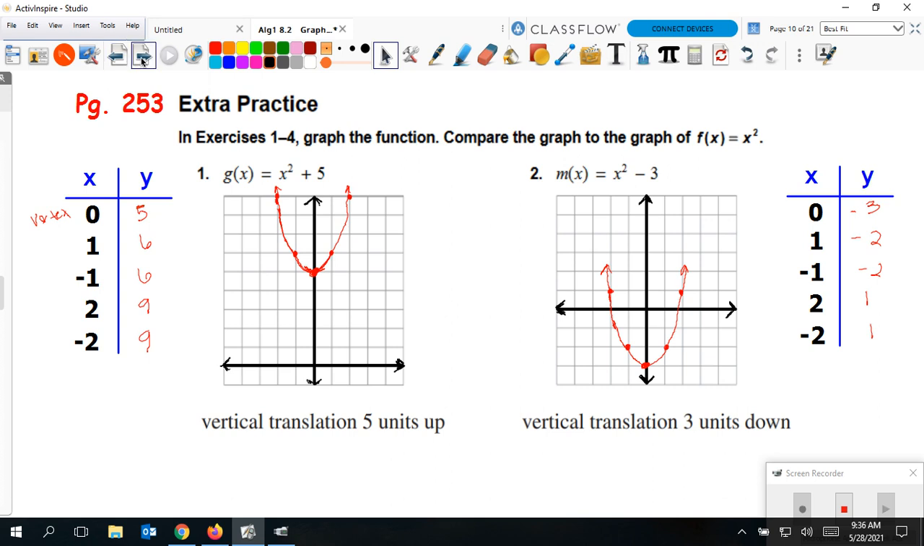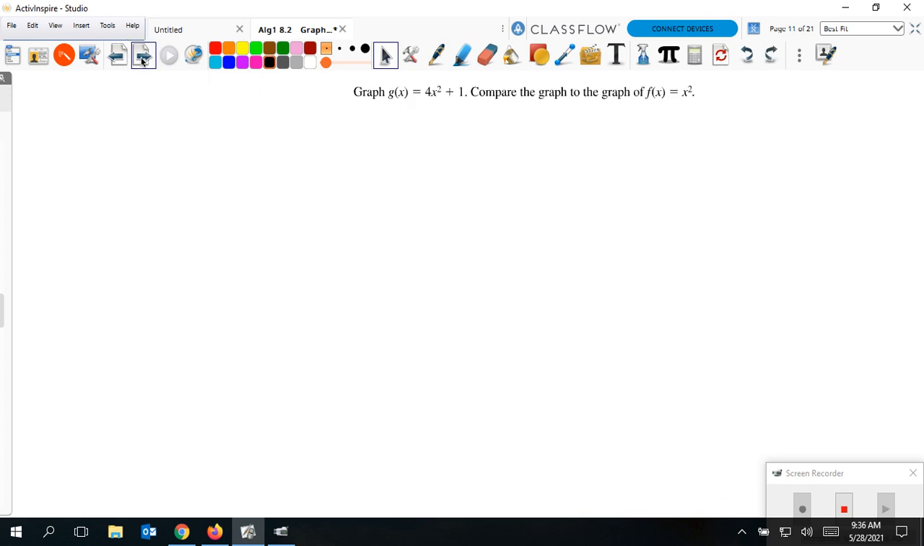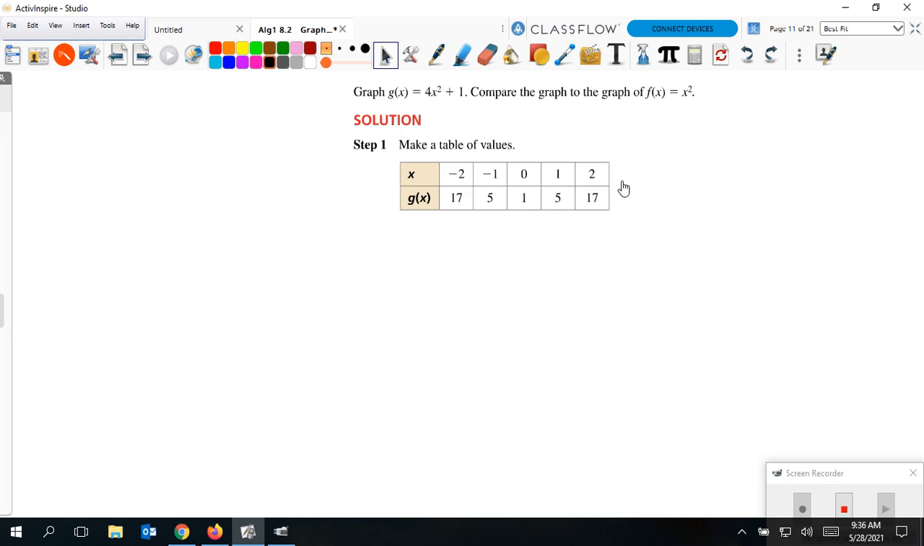All right, let's move on to another one here. Let's take a look at this one. You don't need to write this down. Just watch it. We're graphing 4x squared plus 1. And so again, we're going to put a table of values out there and plug in our numbers to get the y coordinates as well, so we can plot the points.